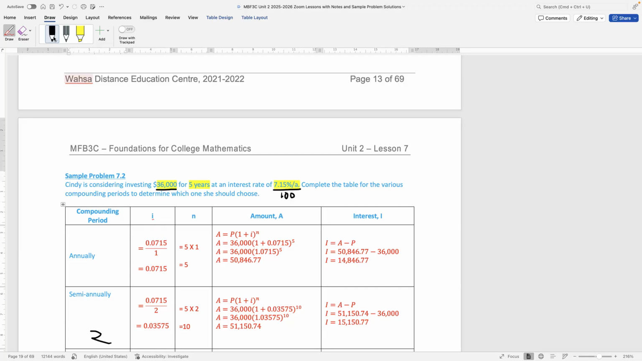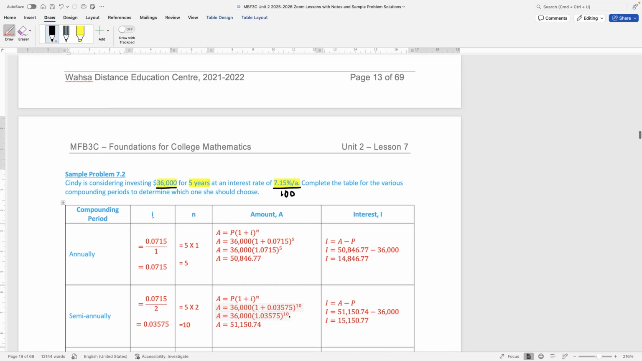Now let's put that into the equation. The 36,000 will be the same in all of these because we're looking at the same amount. So now I'm going to do the math. 1 plus the number we just found, so now I need to add the 1. Now BEDMAS says do the exponent next, so to the exponent of 10, and then times that by 36,000.